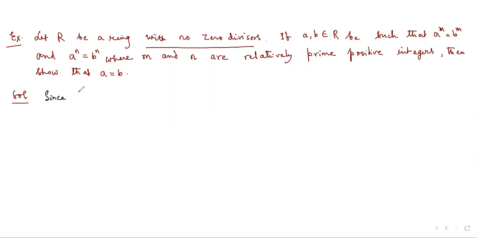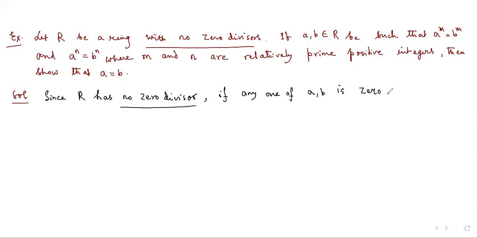Since R has no zero divisor, if any one of a, b is 0, if either a is 0 or b is 0, then the other is also 0. So suppose a, b not equal to 0.